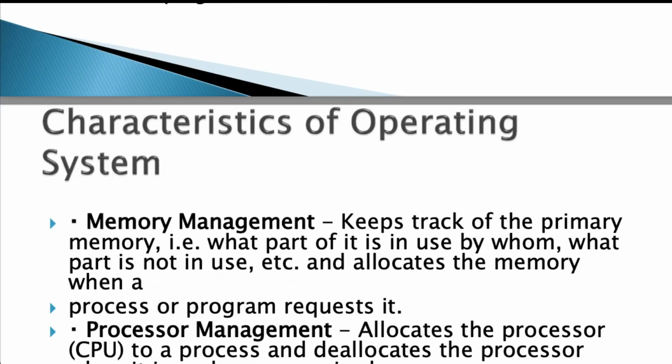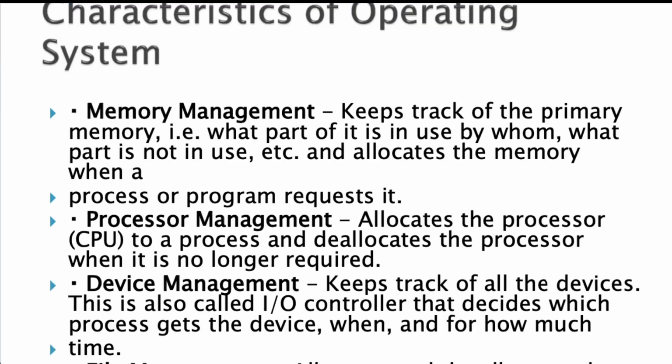Keeping all this in mind, there are certain characteristics of operating systems, like memory management. As the term indicates, you need to manage the memory, primary memory, allocation, and so on, servicing, etc. Then you have processor management. It basically allocates processors to a process, and then after the job is done, you need to deallocate when you no longer need it.